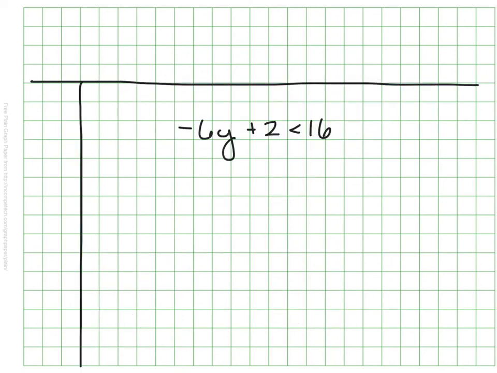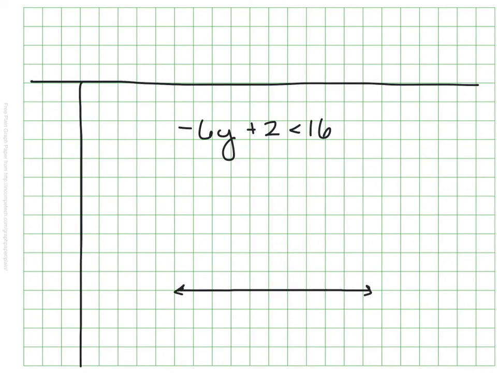And I'll leave you with one more to try on your own, just the inequality here of -6y + 2 is less than 16. So you're going to solve that and figure out what y could be, and of course you'll also graph it on your number line.